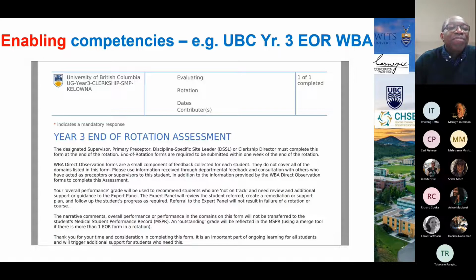So I'm just going to move on. And so it takes the level of the healthcare advocate. All of these competencies are being used to evaluate the students at the end of year 3.